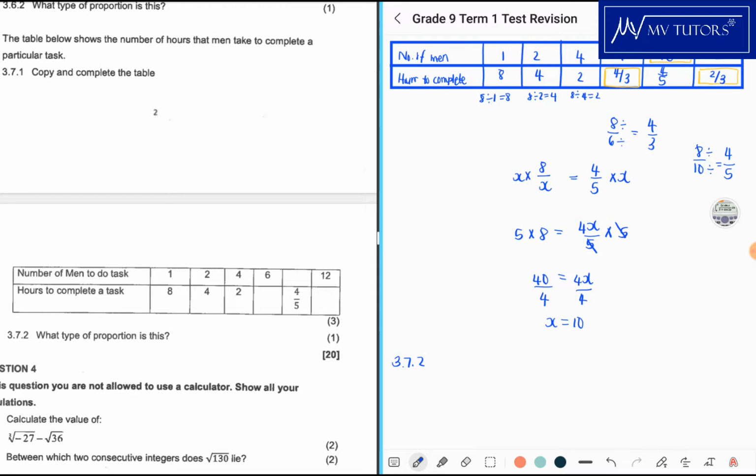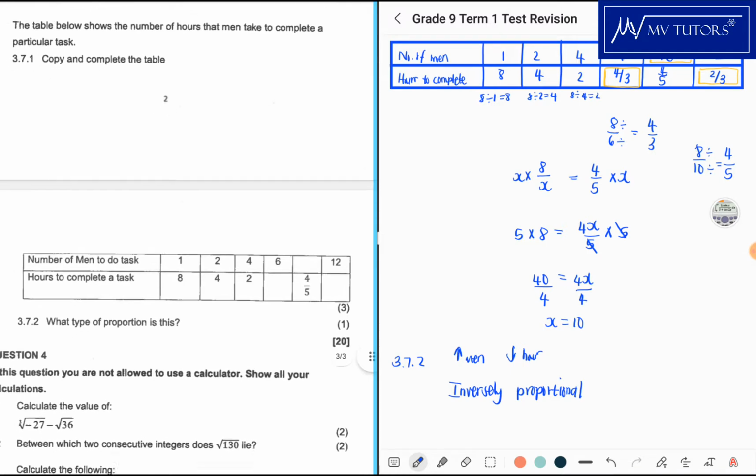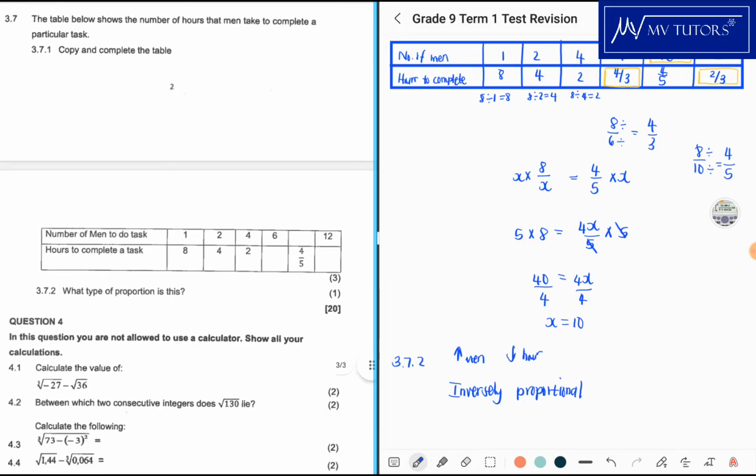8 divided by 2 is 4, 8 divided by 4 is 2, 8 divided by 6 is 4 over 3, and so forth. Alright, so now what type of proportion is this? We see that as the number of men increase, the hours to complete decrease. So basically this is inversely proportional, for this pattern that almost looked geometric. So inversely proportional. Now we can get to question 4.